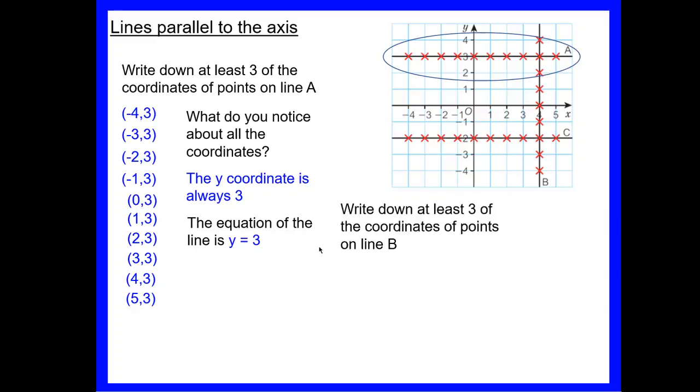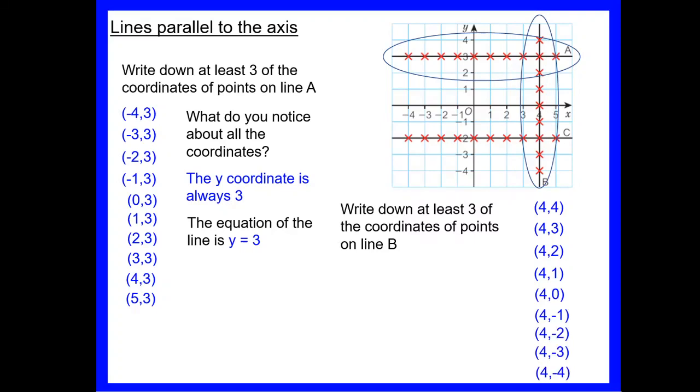Let's try another one. Let's have a look at the line labelled B. So this is the line labelled B, this vertical line here. I'm going to write down again at least 3 of any of these. Again, I'm just going to do them all so you can see what they are. So we can have 4, 4, 4, 3, 4, 2. So remember, we're going along, then up to 4, 4, 4, 3, 4, 2, 4, 1, 4, 0, 4, minus 1, 4, minus 2, 4, minus 3, 4, minus 4.